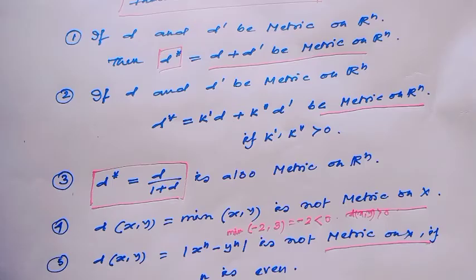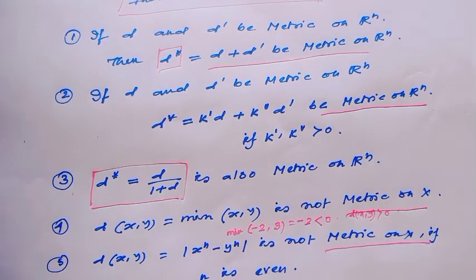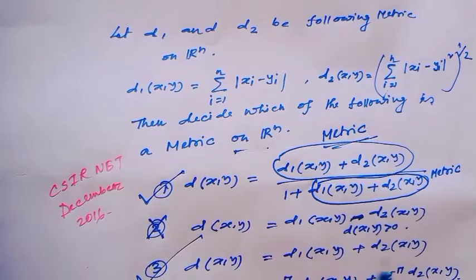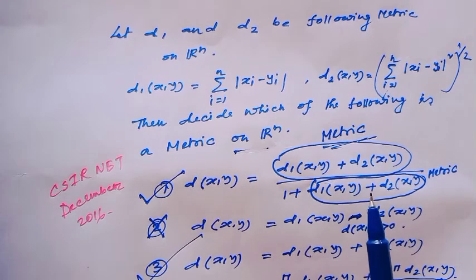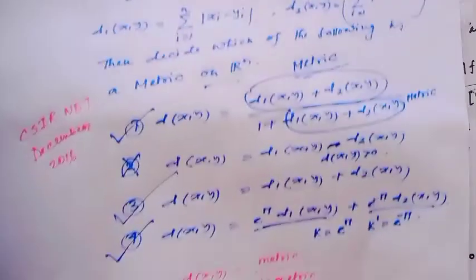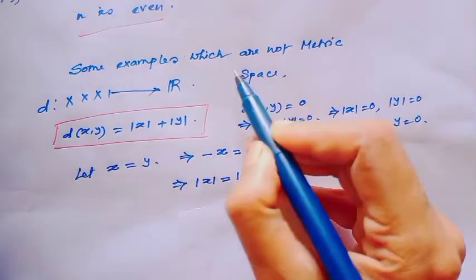Are you getting how this property is very important? If you know this property in a better way, then you will evaluate such types of metric space on Rn easily. Are you getting? Now I will see some examples which are not metric spaces.